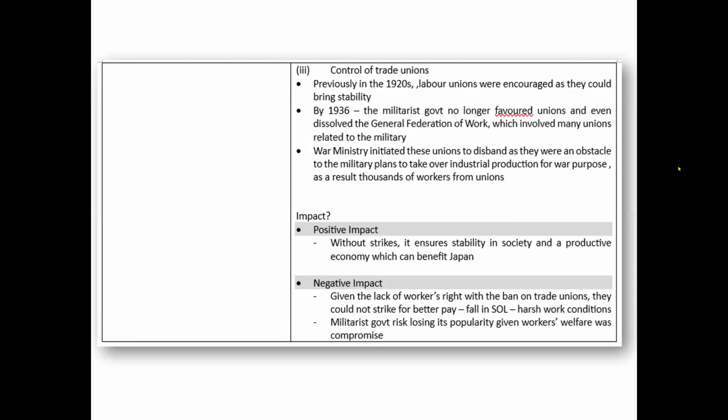Why? For a reason, because trade unions means that there will be opposition or there will be questions or critics towards the Japanese government, which at this time already was the military government. Right now, positive impact when you control trade unions, just like how Germany is, there will be stability, there will be productivity. Everybody is working for the same goal, but it meant the lack of rights for workers. There was no negotiation. And it also risked the military later on losing its popularity, because then people realized that, oh, it's actually quite bad to be under the Japanese military rule.